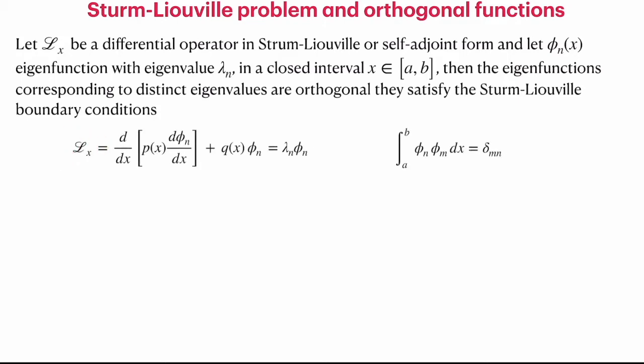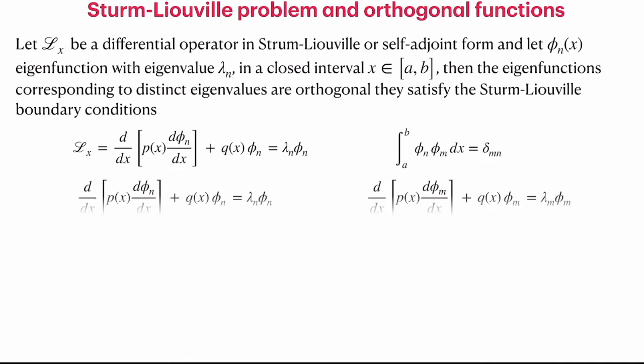L of x, which is given in the Sturm-Liouville form, that is d by dx of p(x) d phi by dx plus q into phi, is equal to lambda into phi n. Then we have the integral from a to b of phi n into phi m dx is a delta m n. This is what we are going to show using the earlier approach.